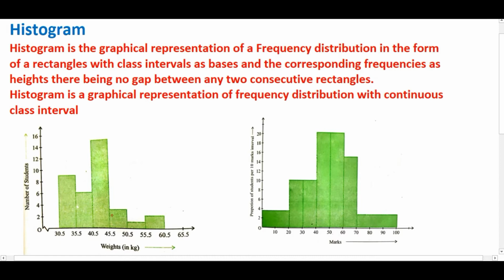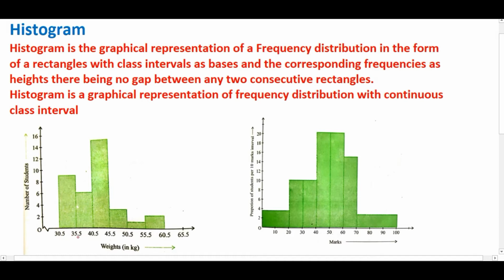In a bar graph, we are representing the data with rectangular bars, and there will be equal space between the bars, and the bars are of uniform width. Whereas in a histogram, there is no space between the bars. And we can see that for a histogram, the frequency distribution will be continuous. The class intervals will be continuous.